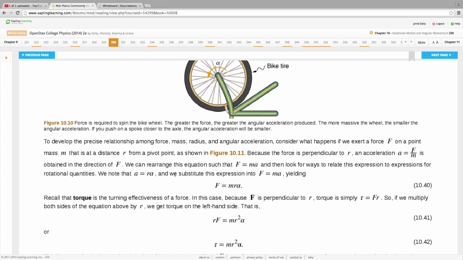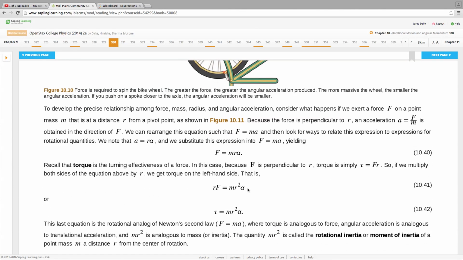And this also comes from just replacing acceleration with r times alpha from our rotational kinematics. So we get force equals m times r times alpha, right? Well, if we multiply both sides by r, we get r times F, which is starting to look like torque, equals m times r squared times alpha. And then we get torque equals m r squared alpha.